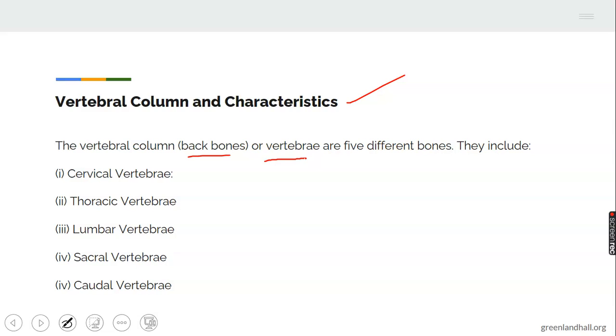We have the cervical vertebrae, the thoracic vertebrae, the lumbar vertebrae, the sacral, and the caudal. One more time. The cervical vertebrae, the thoracic vertebrae, the lumbar vertebrae, the sacral vertebrae, and the caudal vertebrae.